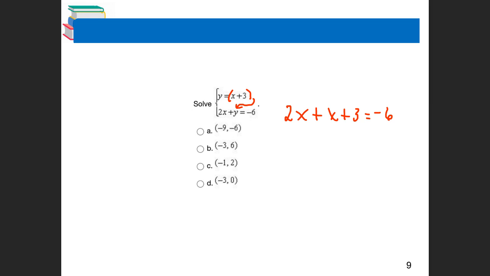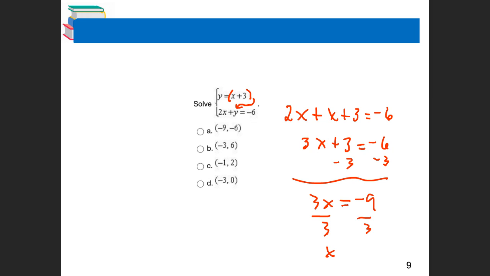Now I'm going to solve this problem. So 2x plus x, that gives me 3x plus 3 is equal to negative 6. I'm going to subtract 3 from both sides. I end up with 3x equals negative 9. Divide through by 3, and I end up with x equals negative 3.